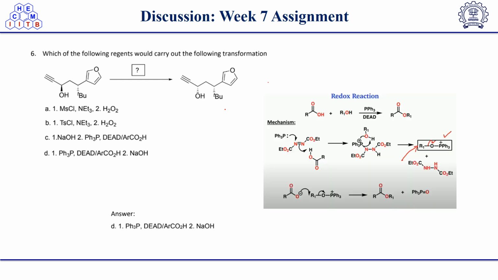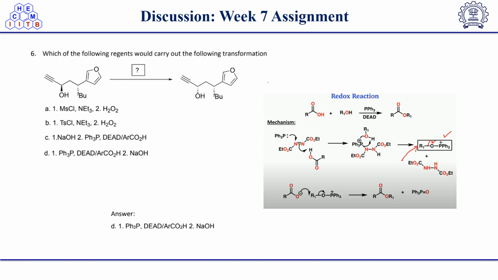This is the general mechanism for the Mitsunobu reaction, which is a redox reaction. We have already discussed this reaction in previous lectures as well. So this carboxylic acid and this alcohol in the presence of PPh3 and DEAD, we are getting something like a nucleophilic substitution. Here this nucleophile R1 will attack, and the OH will be replaced by this R1. So here also the same thing is happening when we are treating this alcohol with benzoic acid.